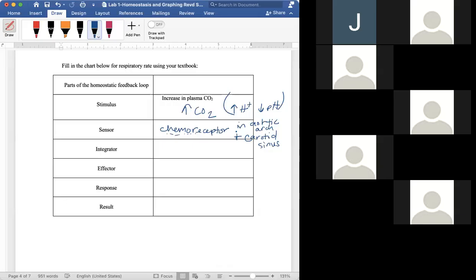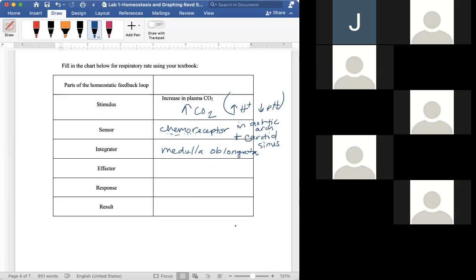You also have them in the brain. I don't want to focus on that right now, but you also have them in the brain, and it's in the spot that is the integrator as well. So what is the integrator for respiratory rate? Medulla oblongata. Good, you guys. Pons oversees it, but that's just fine. Just medulla oblongata.